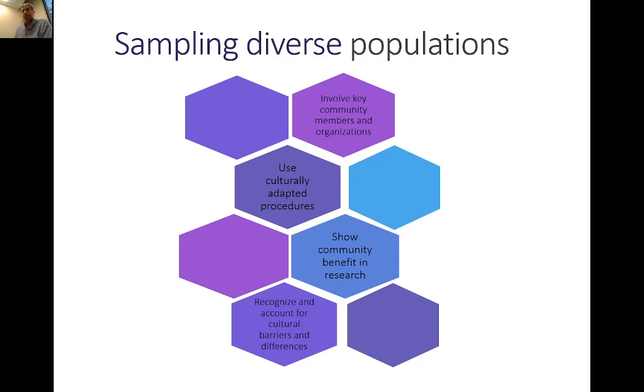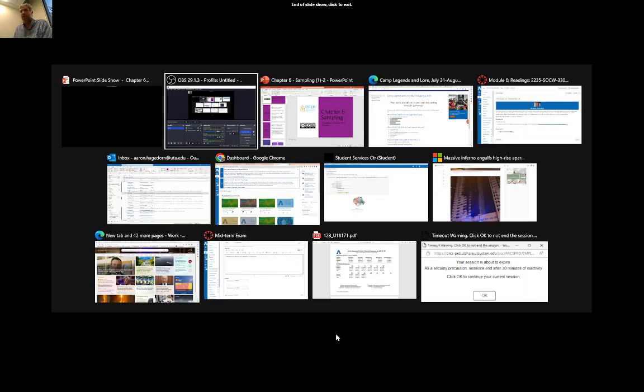So we want to involve key community members. We want to have culturally adapted procedures, so we're ensuring we're not offending people and getting answers that truly apply to their lives. It works best when the people we're collecting data from understand how their community can benefit from the results of the research, especially if they feel that they're helping not only you, but helping their people in some way. And recognizing and accounting for cultural barriers early on is important and will help you get through the IRB.